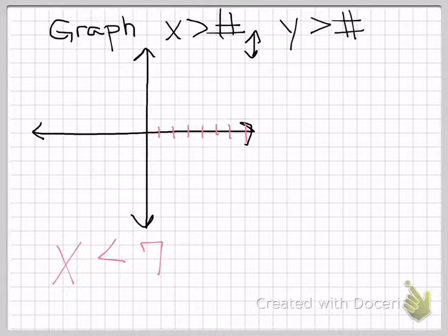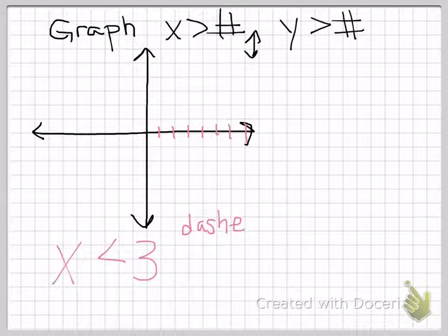Actually, that was an unnecessarily large number. So let's go with 3. And it's less than. So our line is going to be dashed since there's no equal to, if you watch the other videos. So we go to 3 on the x-axis, and we just draw this vertical line here. Dashed. And then it is less than.